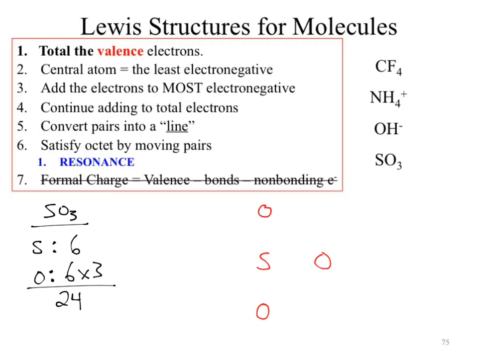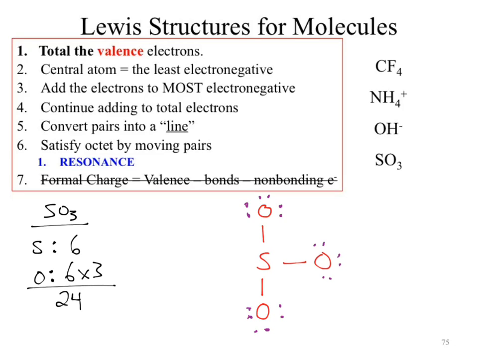I'll put my electrons in pairs. 2, 4, 6, 8. I'm counting too fast, so I'll slow that down. There's 16. And there we are now at how many? 24, right? Did it catch up? Anywhere I have a pair of electrons between atoms, I can turn into a line to represent the bond.